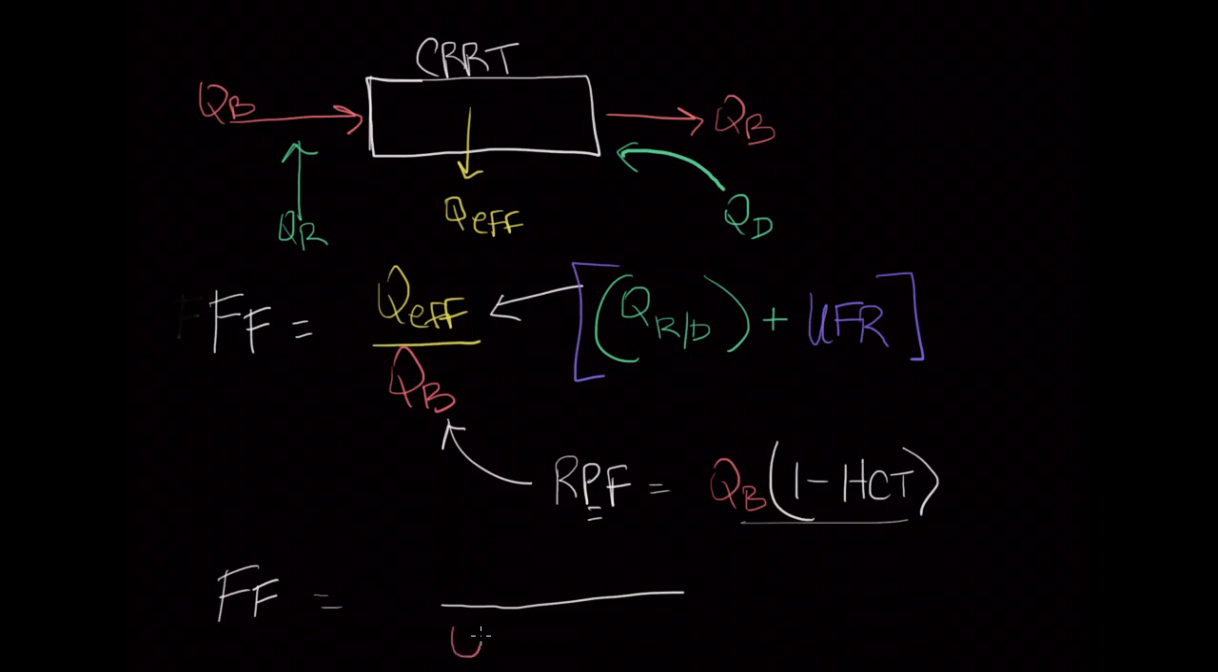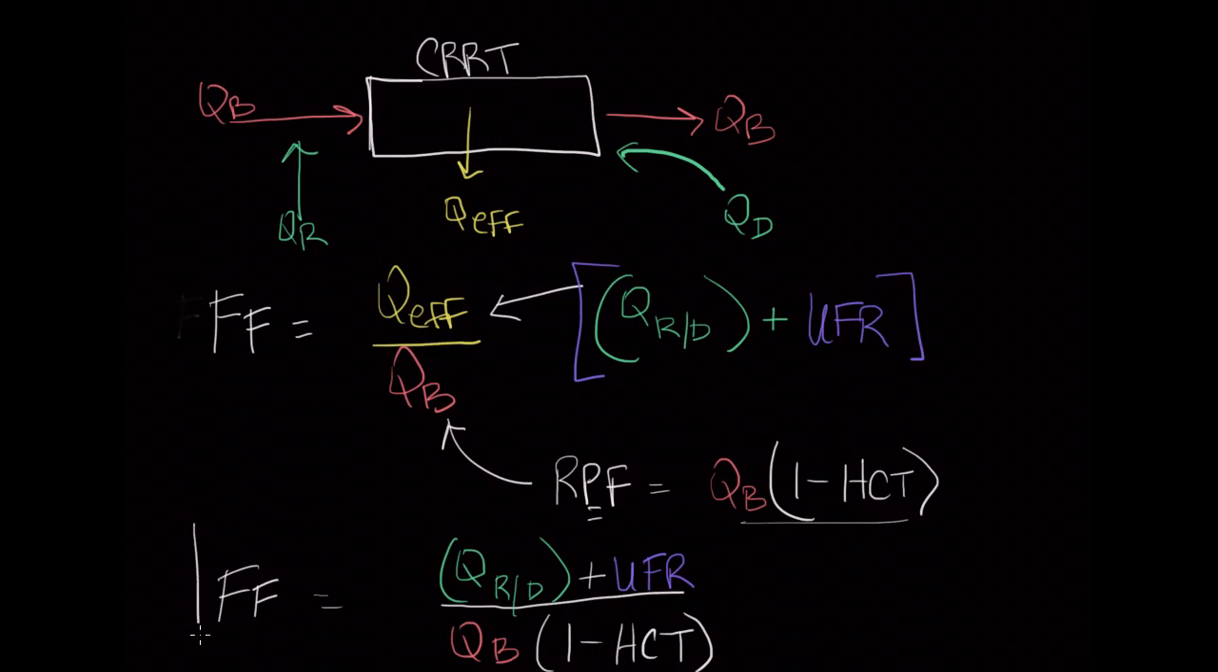So let's put that in. Your blood flow times 1 minus your hematocrit. Now, your numerator is going to be this term up here. Your replacement fluid or your dialysate fluid, whatever it happens to be, and add that to whatever you're taking out from the patient, which is your ultrafiltration rate. So this is your filtration fraction equation.